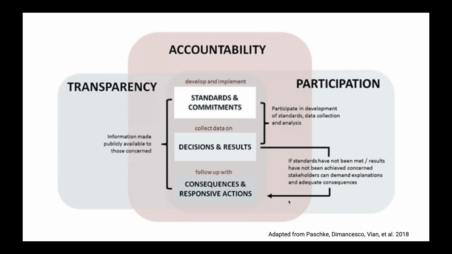Other components that are critical to this, and these are the two flanking areas: transparency and participation. If we try to establish these standards and make these decisions and measure these results and have these consequences in a bubble without participation from the groups that we're seeking to serve, we're going to miss the mark. We have to do this in collaboration and in concert with all of our key stakeholders so that we're sure that we're meeting the expectations and the needs of our communities.